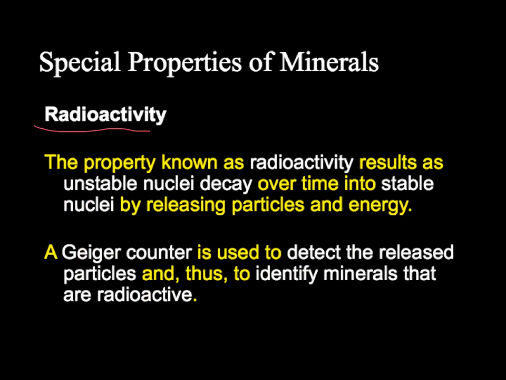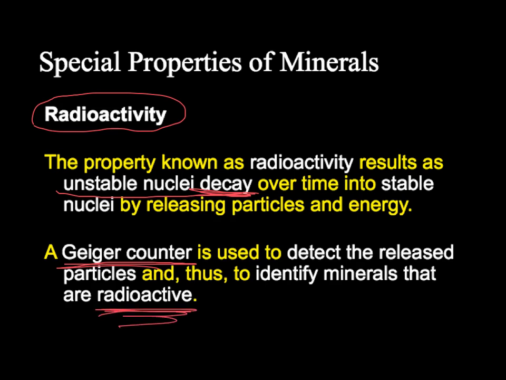Another big one is radioactivity. They're not going to turn you into a mutant human walking around with an extra leg or 8 eyes or something. They just have unstable nuclei that will decay over time, and we'll talk more about nuclear decay in a few units from now when we start talking about the dating of rocks, finding out how old they are. We can use something called a Geiger counter to detect the released particles and identify radioactive minerals. Geiger counters have been around for quite a while.